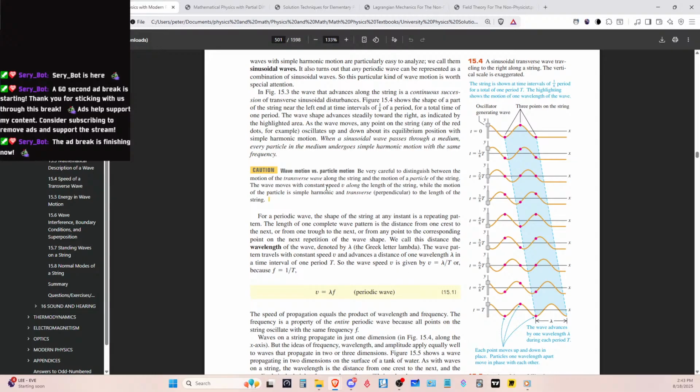The waves move with constant speed along the length of the string, while the motion of the particle is simple harmonic and transverse, perpendicular to the length of the string. So the waves move with a constant speed along the length of the string, okay, while the motion of the particle is simple harmonic and transverse, perpendicular to the length of the string.